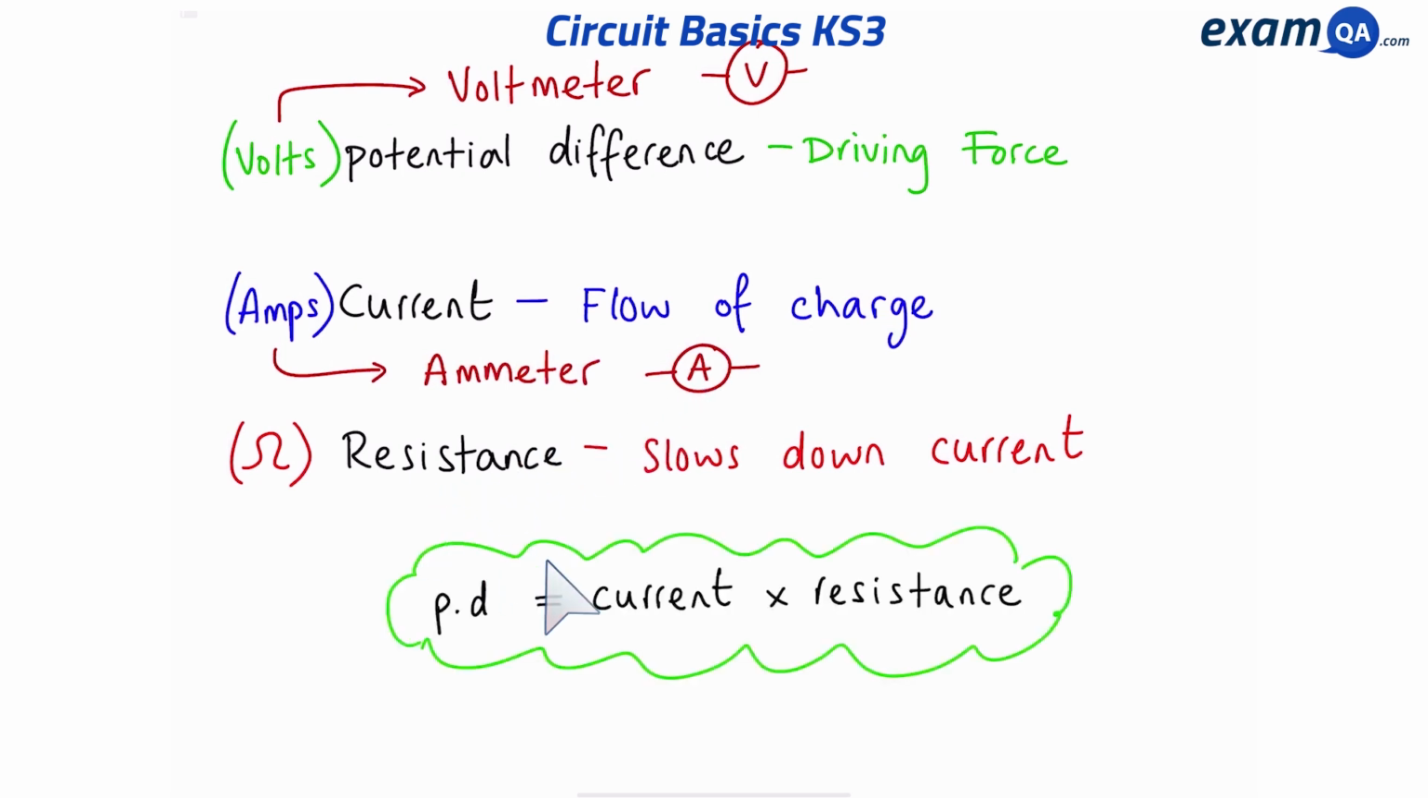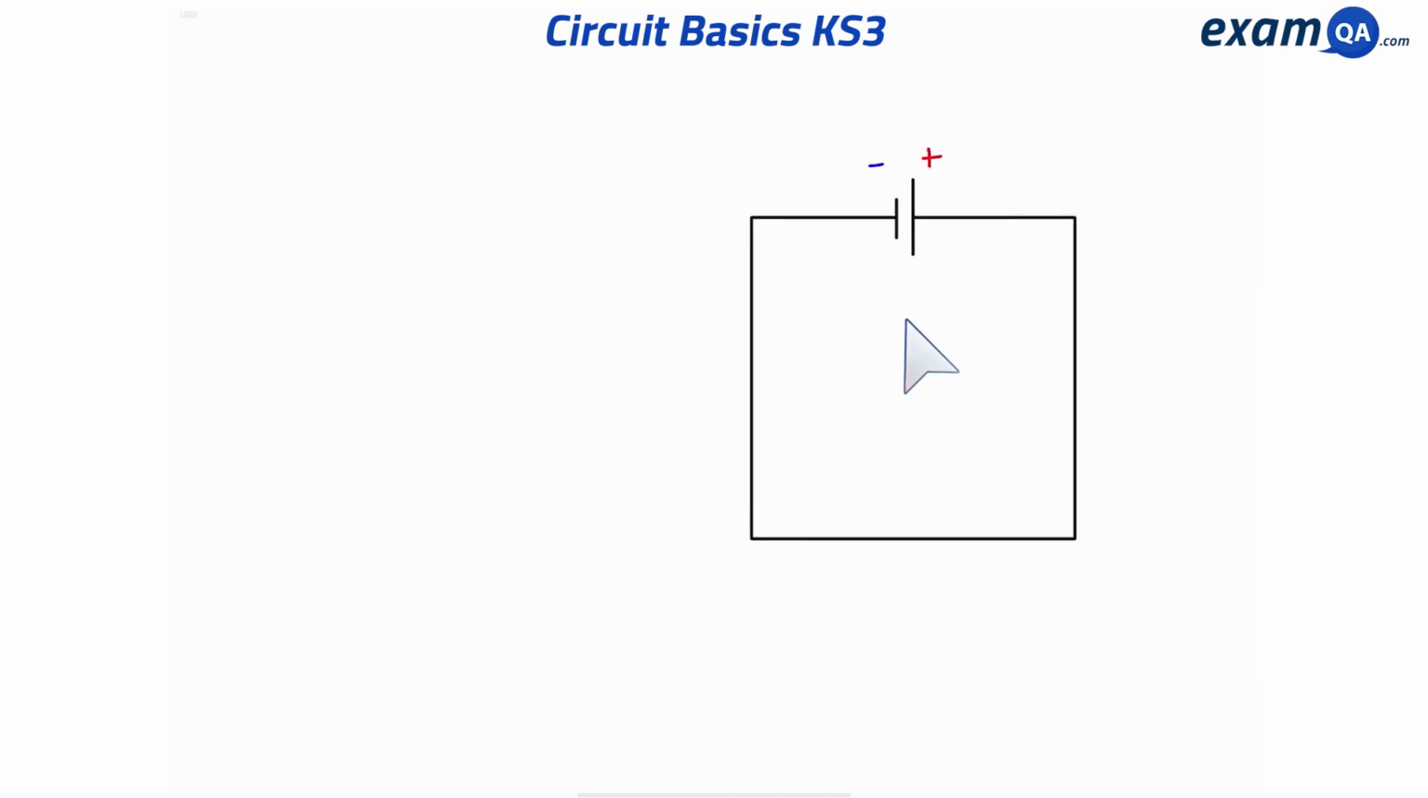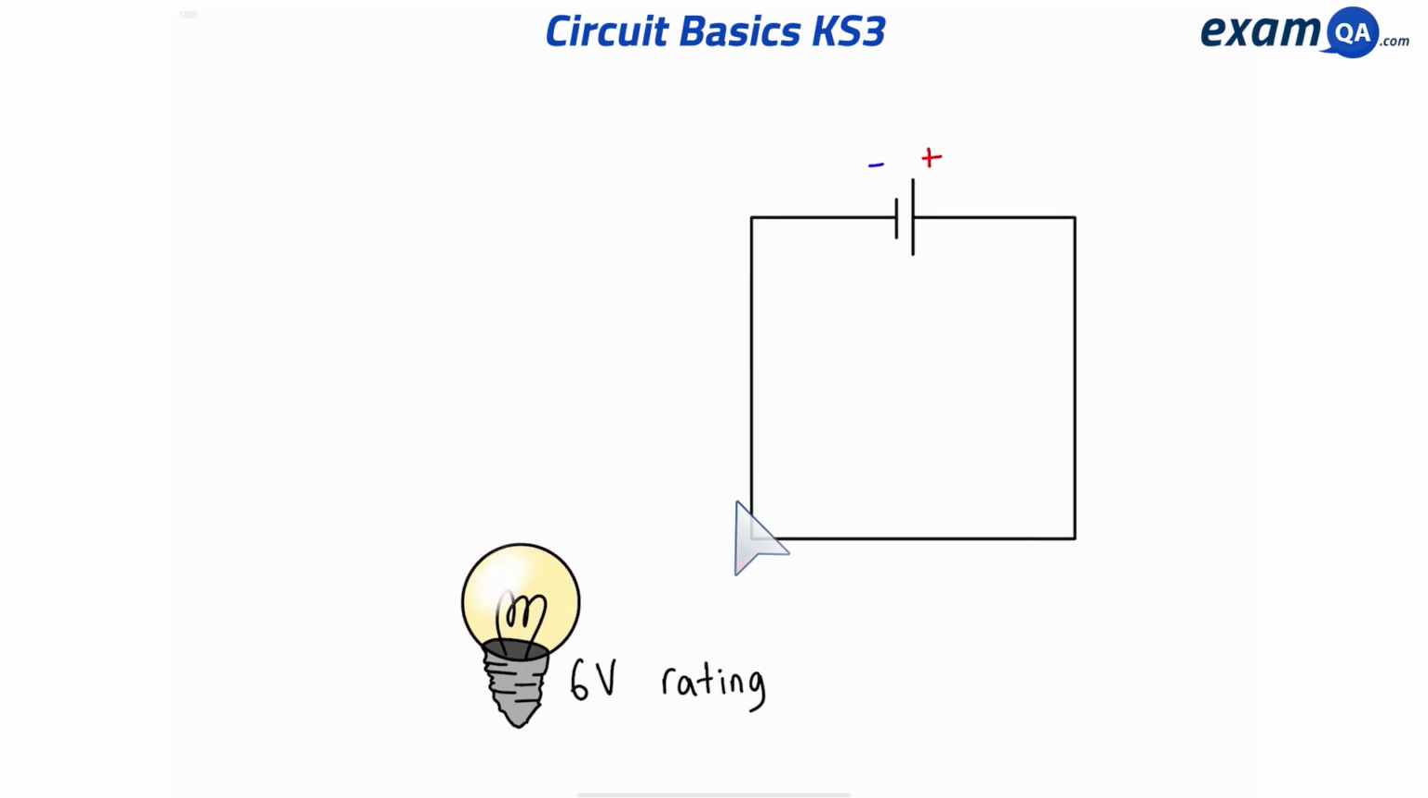So here's an equation that you need to memorize. Potential difference equals current times resistance. So if you know potential difference and current, all we have to do is rearrange the equation and we can work out resistance. So here I have a circuit and I want to attach my bulb to this circuit.